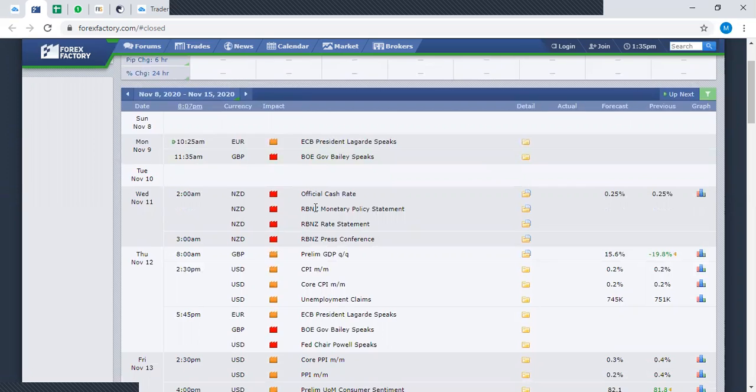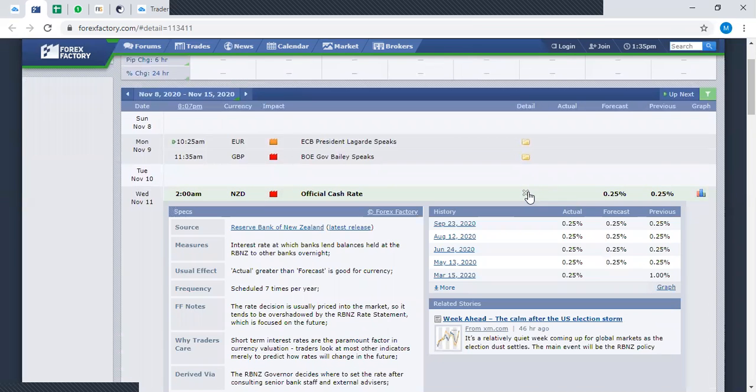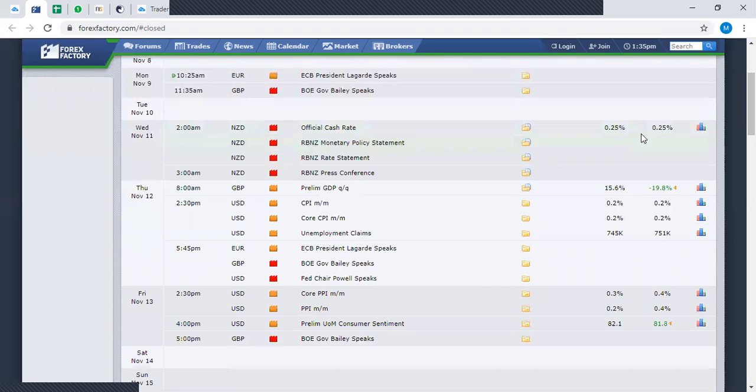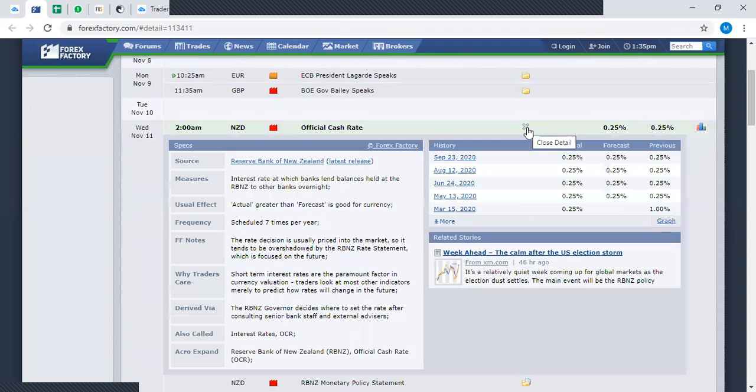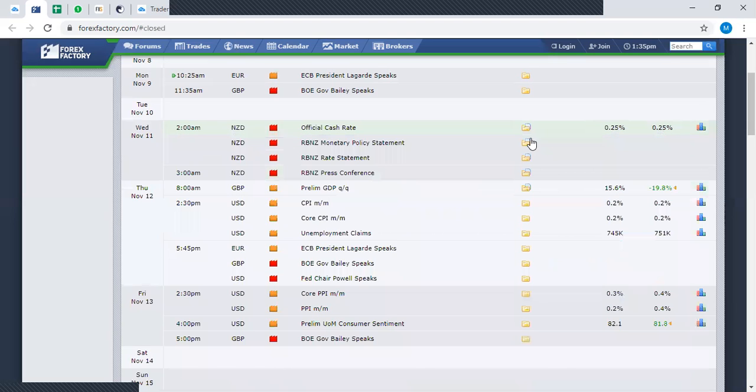And on Wednesday, we have the NZD, all day NZD, with the official cash rate. I'm pretty sure they are not even going to alter this New Zealand dollar interest rate. They are going to just chill it. It's going to still be around the same level. It may not have any effect on the NZD, but if they decide to reduce it, it will have a negative impact on the New Zealand dollar. But if they increase it, that is going to have a positive impact. You can see actual greater than forecast is good for currency, but the forecast here is they are going to be leaving it the same.